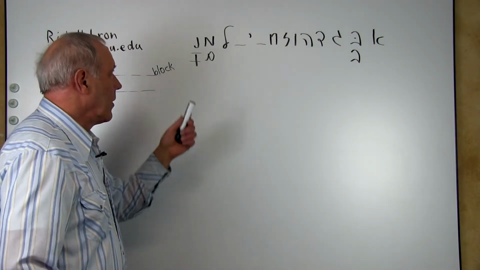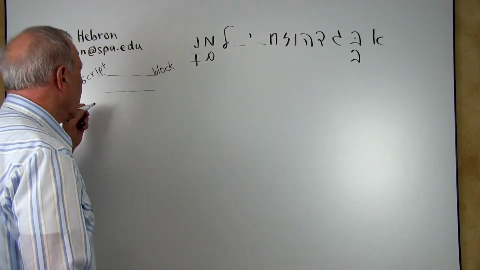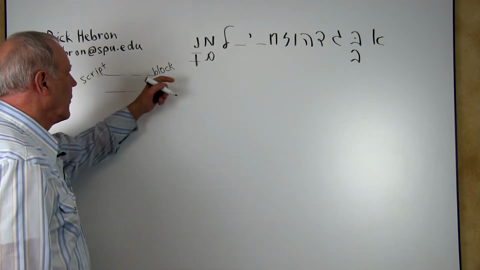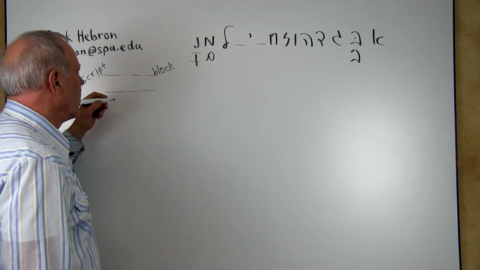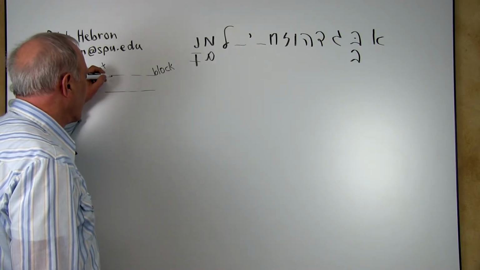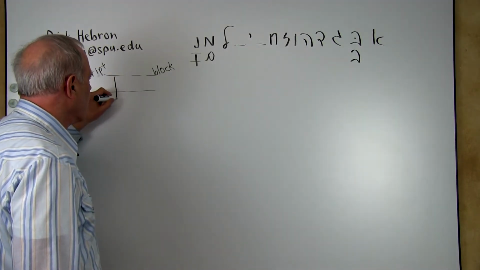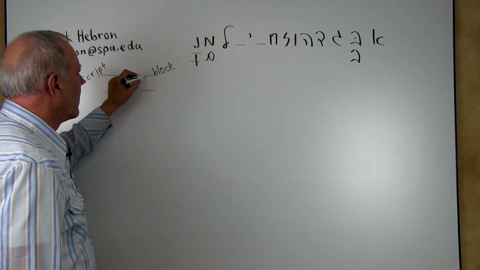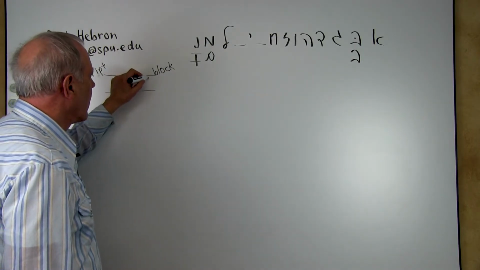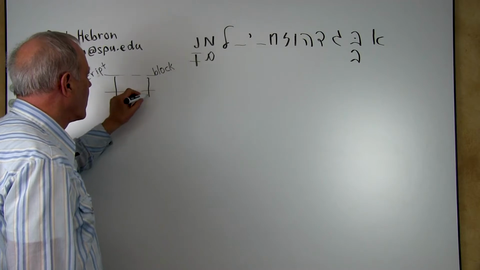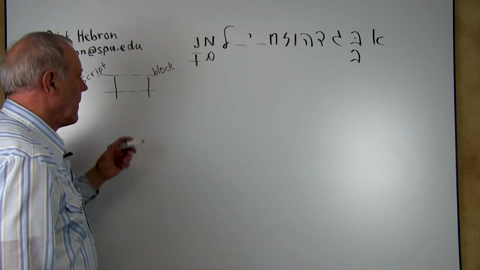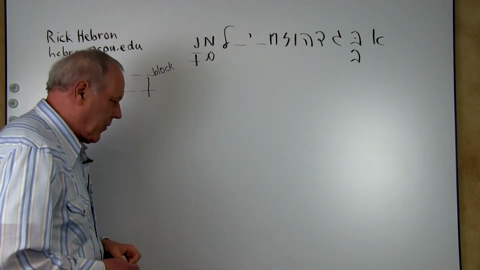Last week we learned Nun. The script Nun Sofit comes below the line. The block Nun Sofit might have a little doodle at the top, might not. It goes below the line. That's our Nun Sofit.